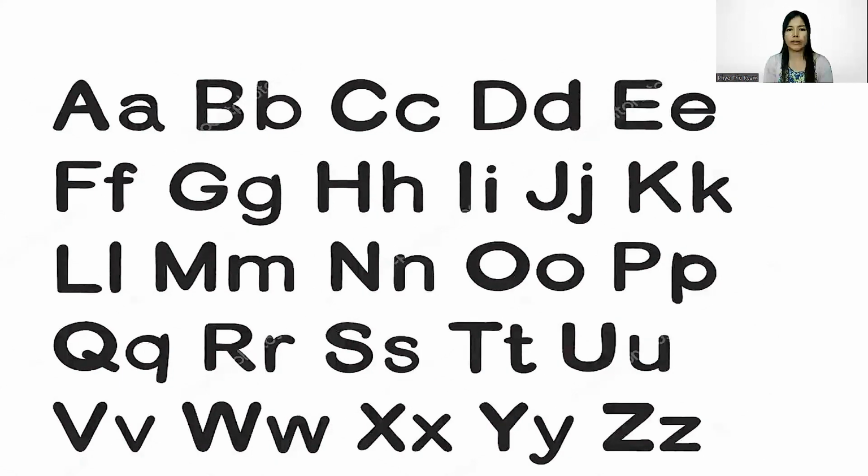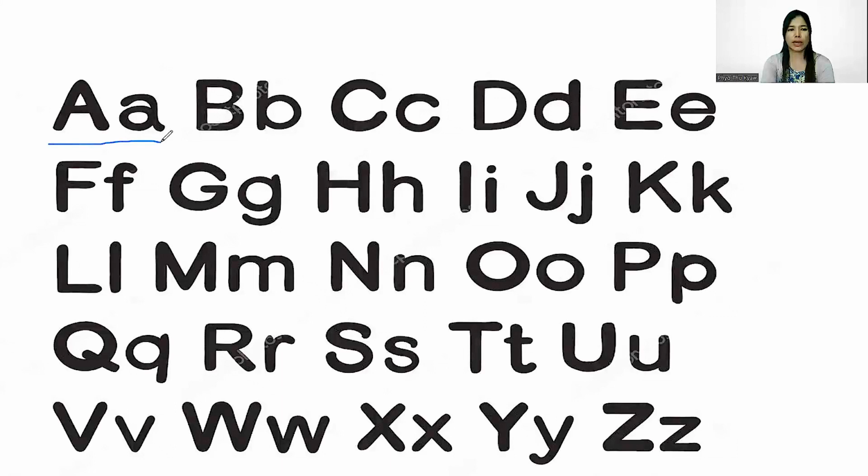So this is English alphabets. And firstly, I have a question. How many letters in English alphabets? So let's count together. Yes, from A to Z, and there are 26 letters in English alphabets.